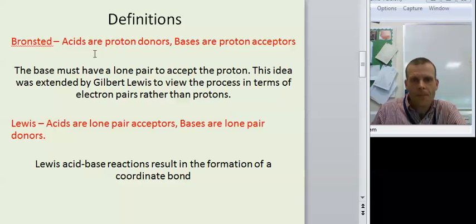So here we are. Bronsted, acids, proton donors, bases, proton acceptors. There's that idea that he's extended it to focus more on the lone pair. And so when we're dealing with acids as being lone pair acceptors, bases as lone pair donors, if you needed to remember that, you've got the two A's, acids, lone pair acceptors, and ultimately you end up with a dative covalent or coordinate bond.